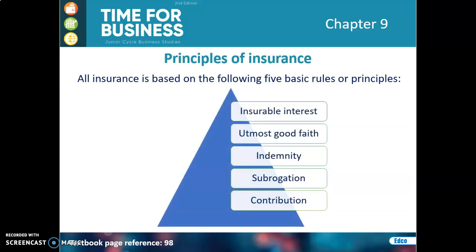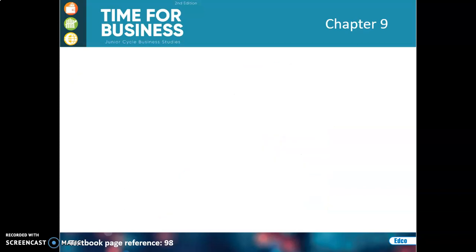Now, there are five basic principles or rules of insurance that we need to be familiar with. Insurable interest, utmost good faith, indemnity, subrogation, and contribution. We're just going to remind you of all these five now.